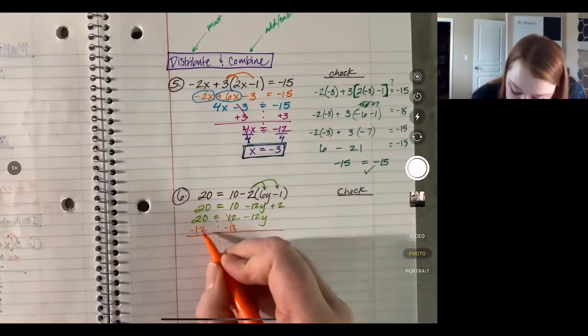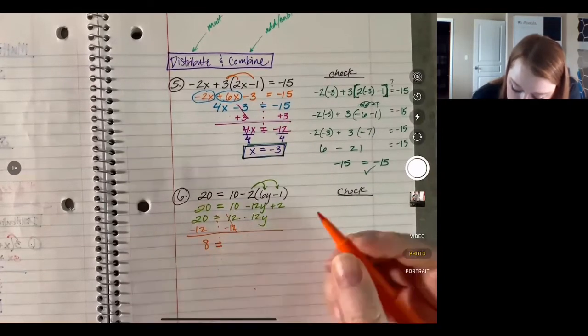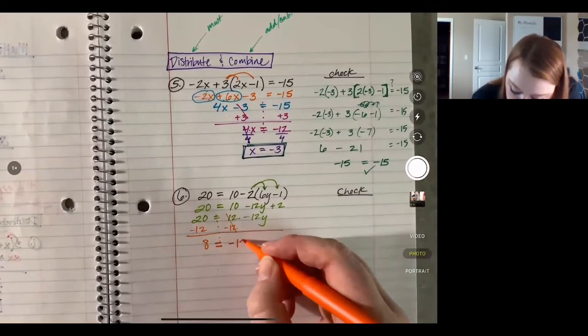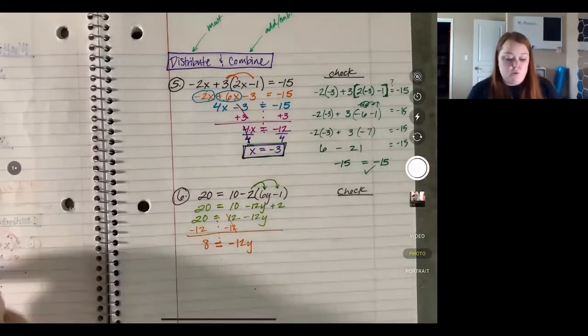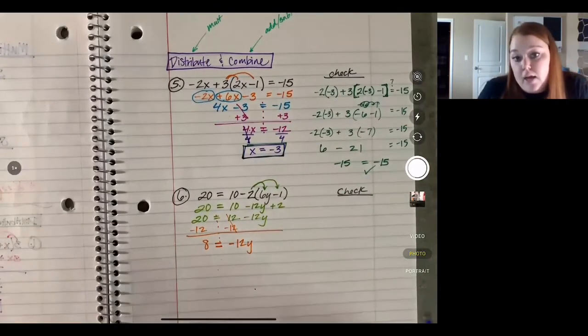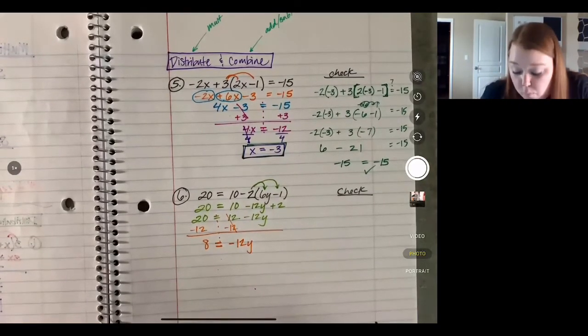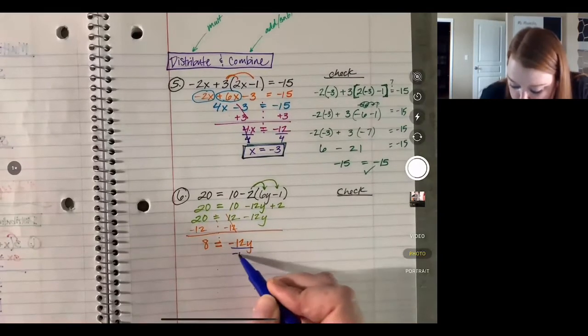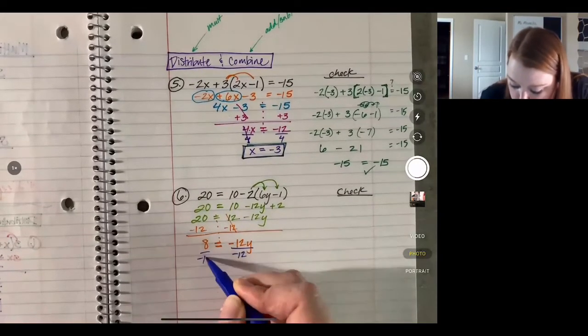Okay, so now we can start solving for y, isolating y. This is where whatever I do on one side, I have to do on the other. So I'm going to start by getting rid of this constant of 12. That is a positive 12, so I'm going to subtract 12 on both sides. 20 minus 12 is 8. And then I'm left with a negative 12y. So I have 8 equals negative 12y. I don't want negative 12y, I just want y. So I divide both sides by negative 12.